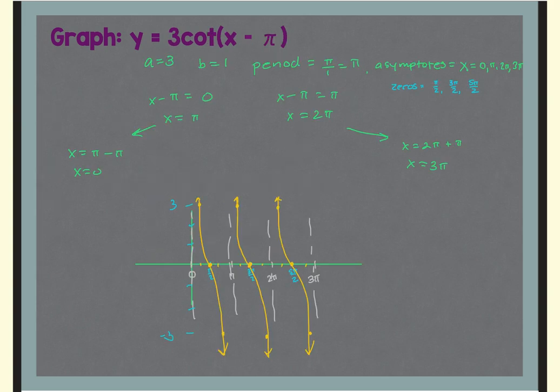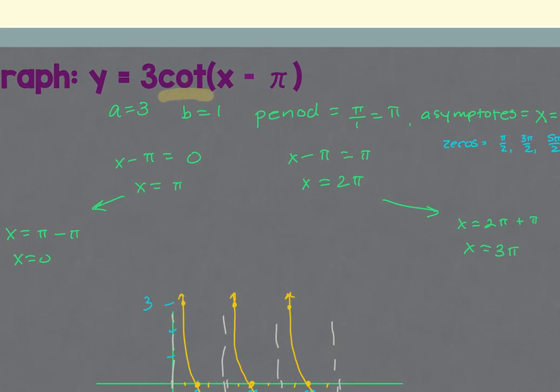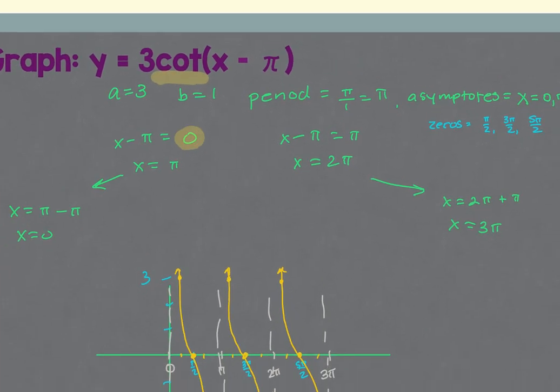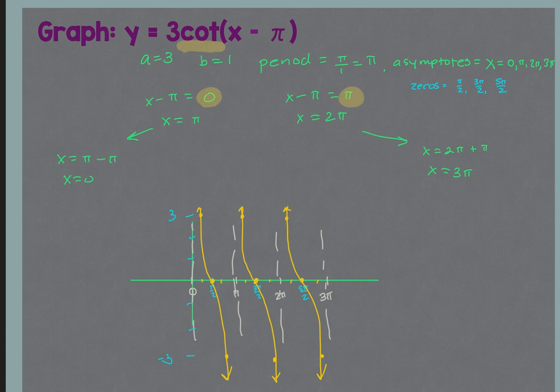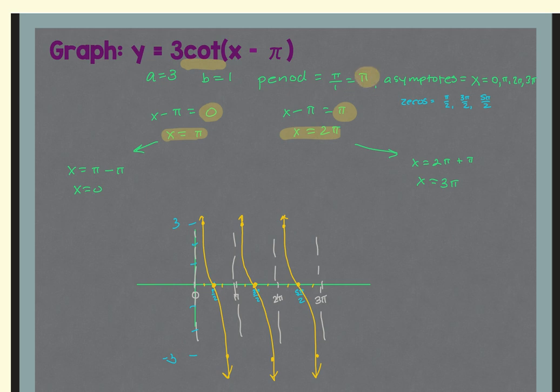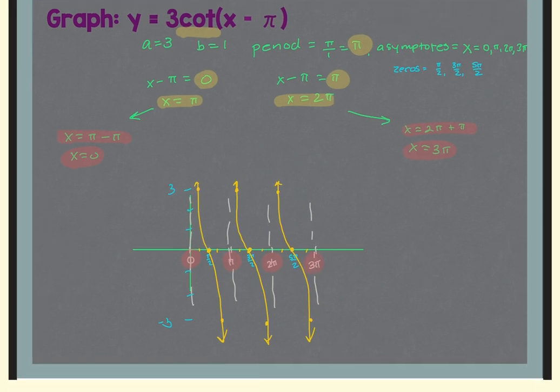The second one is cotangent. If it's cotangent, then we set it equal to 0 and to pi. Solve, and you get the middle two asymptotes are x equals pi and x equals 2 pi. Your period was pi because it's pi over b and b was 1. So from the one on the left, you subtract pi, you get 0. To the one on the right, you add pi, you get 3 pi. Those are your 4 asymptotes.